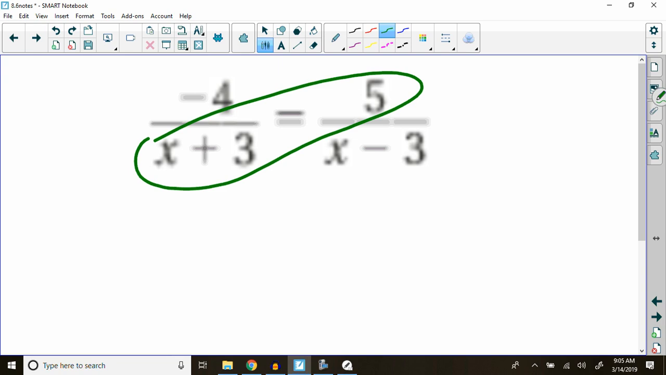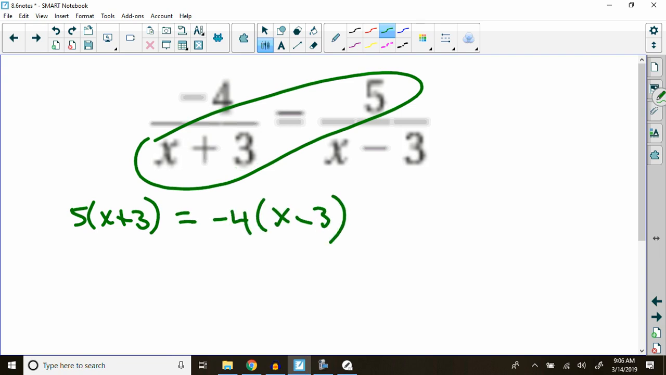And just cross-multiply. So 5 times the group of x plus 3 is going to equal negative 4 times the group of x minus 3. Sometimes you're just going to have to do it. 5x plus 15 is going to equal negative 4x plus 12.